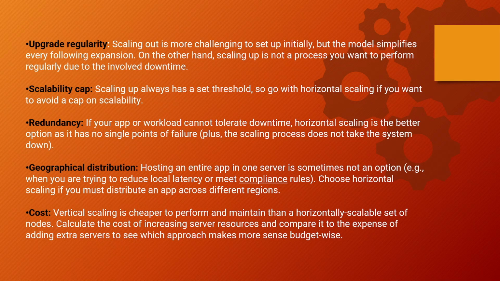Geographical distribution. Hosting an entire app in one server is sometimes not an option. And that can be to reduce local latency or meet compliance rules. So let's say our server is hosted in US and we are sitting in India. Let's assume we keep a server in India also. Whenever we make a request, that request will go to India's server and we will get our response much faster and that will have reduced latency. So, to reduce latency, we can distribute the servers geographically in horizontal scaling, or to meet compliance rules. Certain countries might have rules and regulations related to data. So, to follow that also, we can geographically distribute the server.